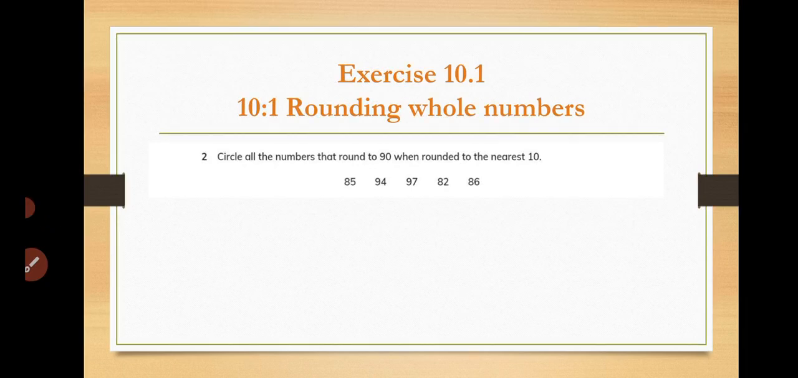Question number 2. Circle all the numbers that round to 90 when rounded to the nearest 10. So in this question you have to circle those numbers when we round them to the nearest 10. The answer is 90. So let's get started.